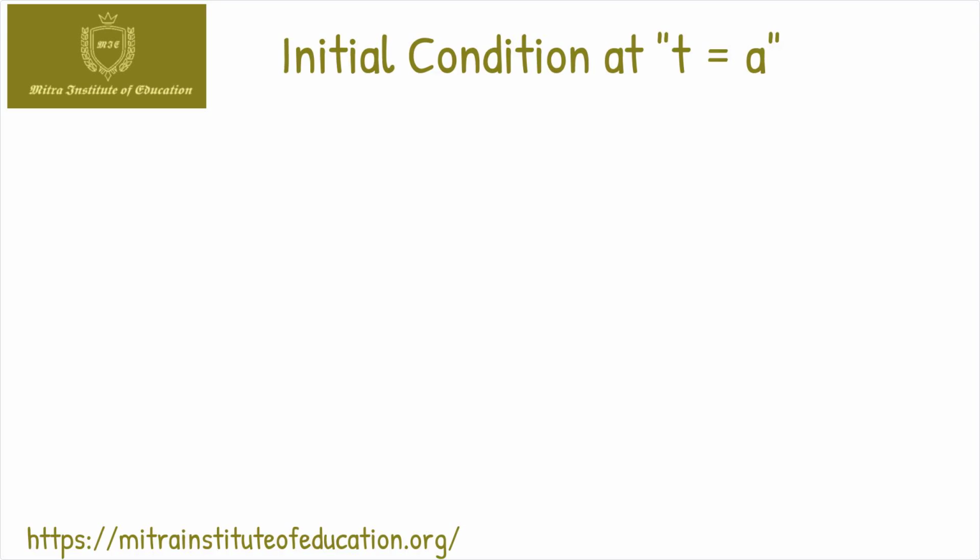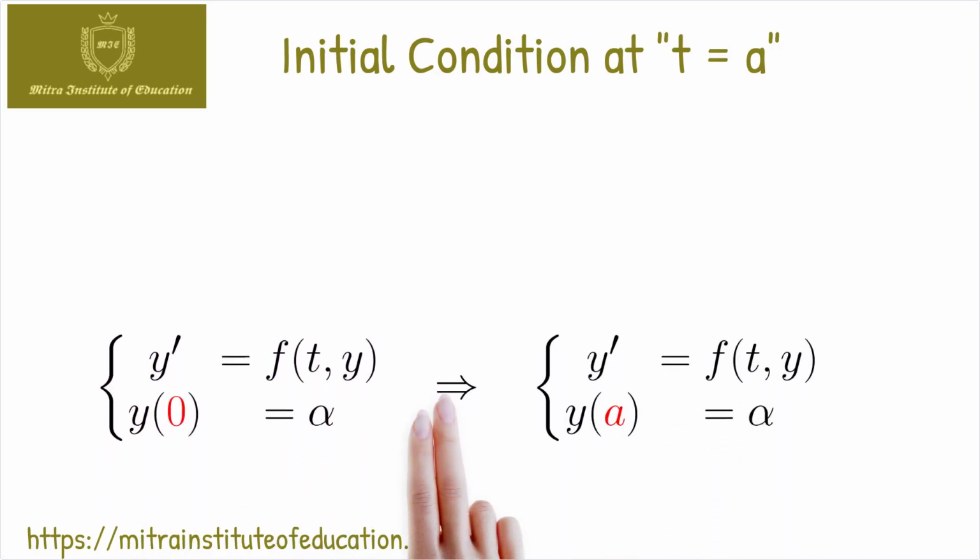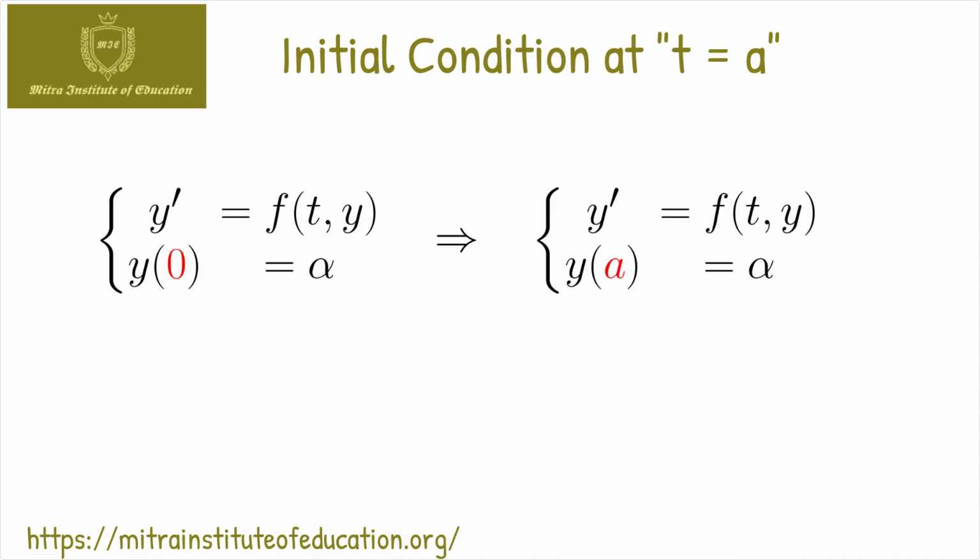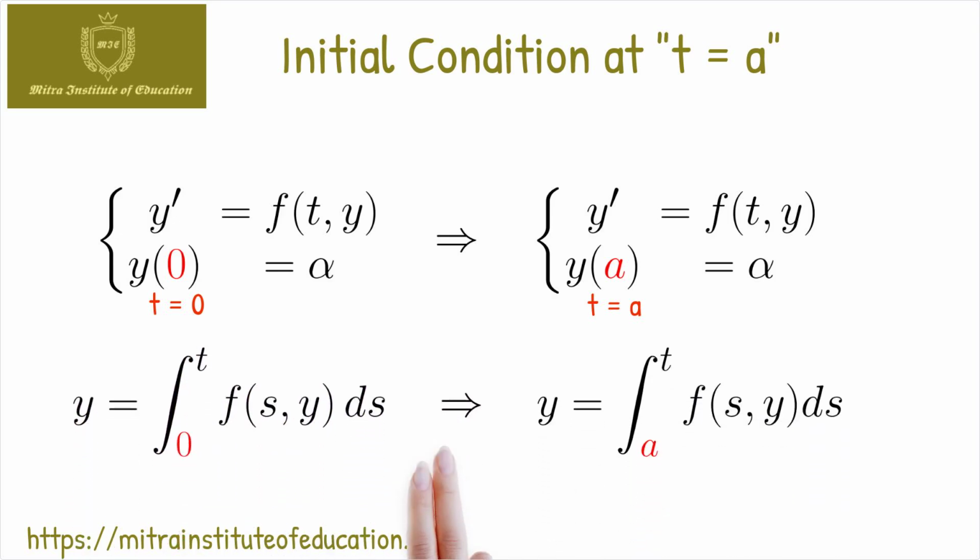In this video, we'll explore what to do when the initial condition is given at t equals a instead of t equals 0. The key adjustment is simple. We integrate from a to t, rather than from 0 to t. This ensures that our solution accurately reflects the initial condition at t equals a. Let's dive in and see how this works.